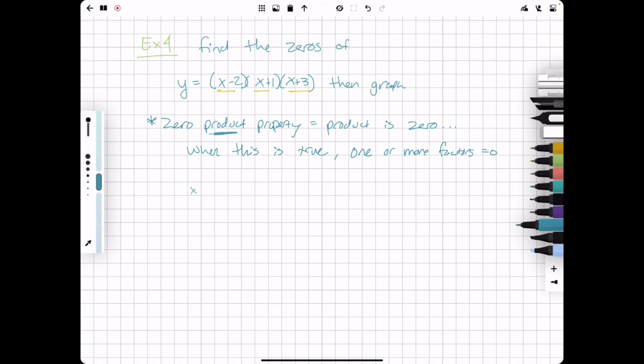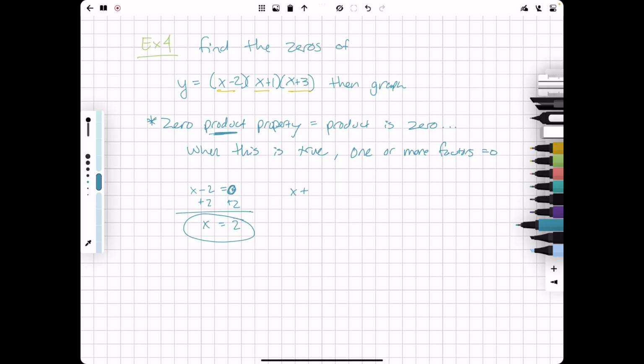When is it 0? X minus 2, when does it equal 0? Well, you can do it in your head, or you can write plus 2 on both sides. I'm showing you what I'm doing in my head. On the next ones I won't. X equals 2. So that's one of the zeros. There will be 3. It's a cubic. There should be 3 zeros.